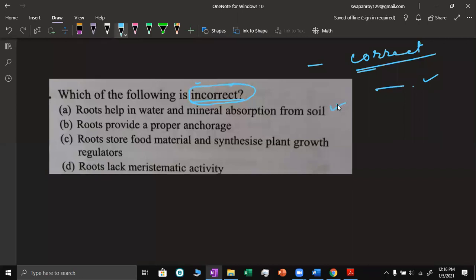This is the primary function of the root, is it? Root has a function, that is root provides proper anchorage. So these two, okay, these two are the primary functions we call that fixation, absorption.